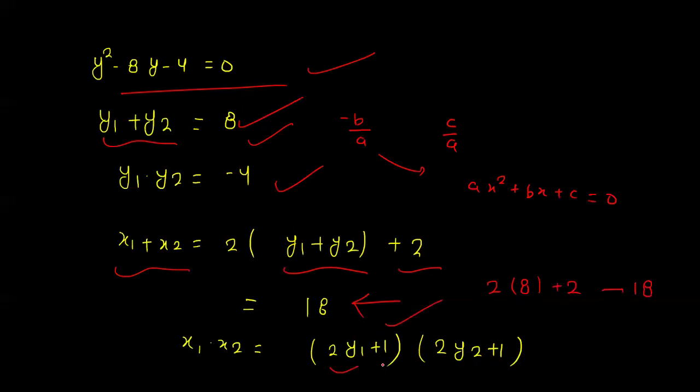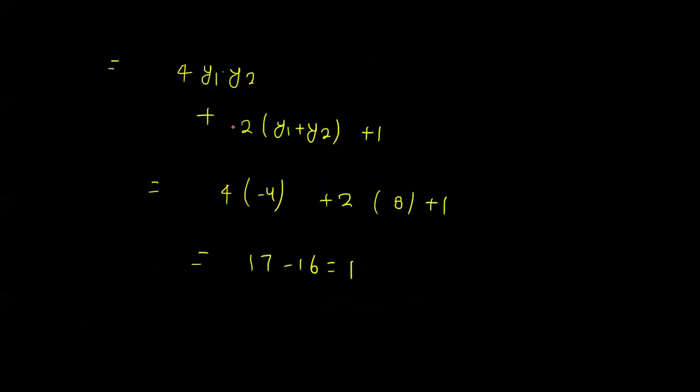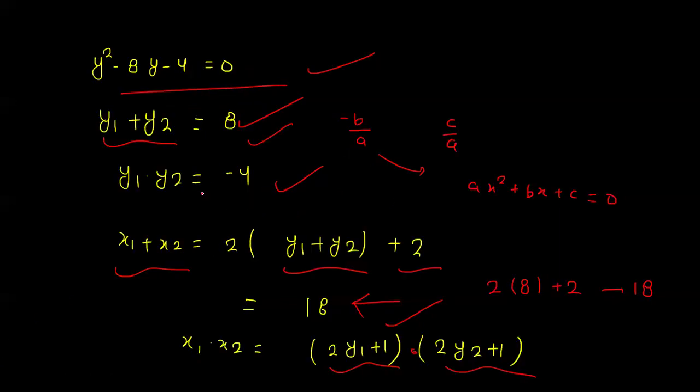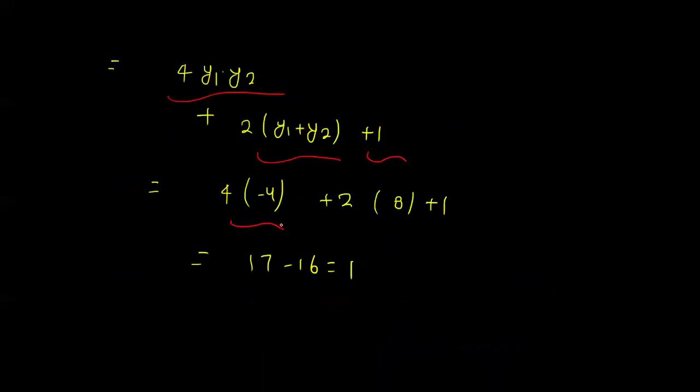And we know the product, 2 times y1 plus 1 multiplied by 2 times y2 plus 1. So we can expand it like 4 times y1 y2 plus 2 times y1 plus y2 plus 1. And the y1 y2 value is minus 4. So we can put here the sum is 8 and this is 1. After doing all the maths, it comes to 1.